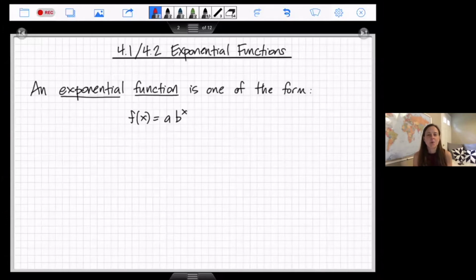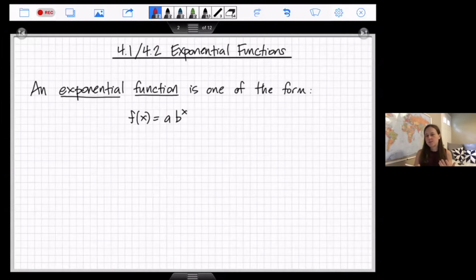All right, sections 4.1 and 4.2 are all about exponential functions, so I'm going to lump them together into one thing. So we have here the definition of an exponential function. It's one of the form a times b raised to the x. So instead of having something like x squared, where x is in the base, now x has moved into the role of the exponent, and it completely changes what's going on with these functions.